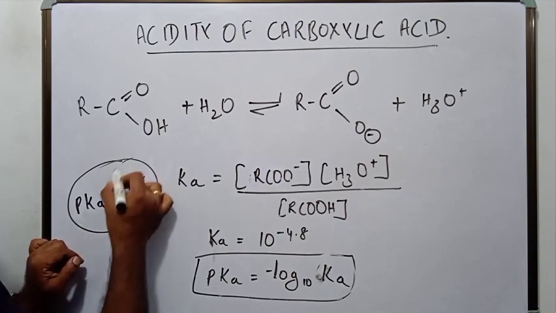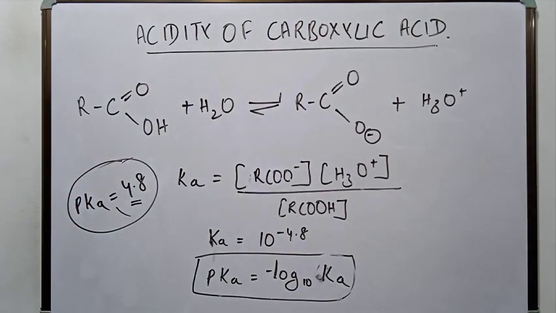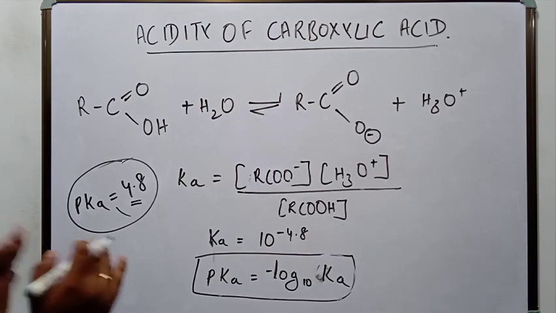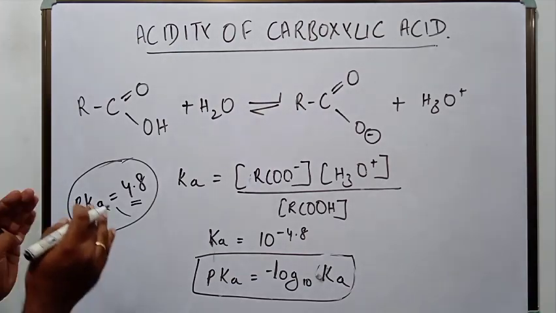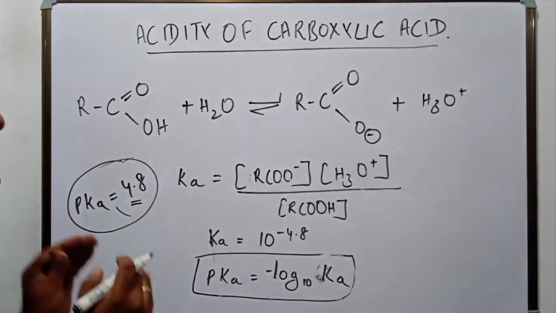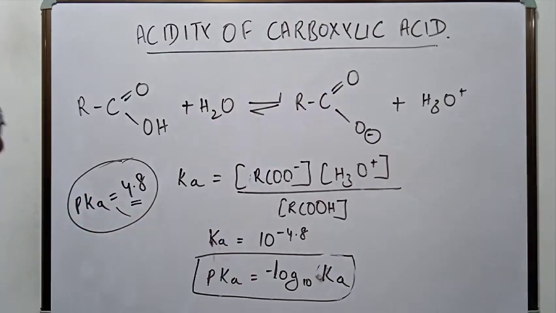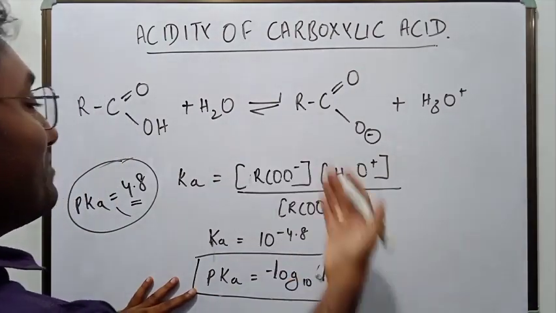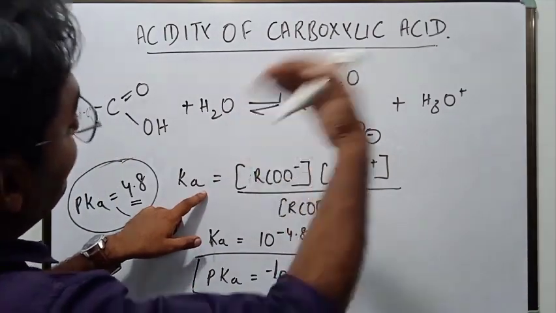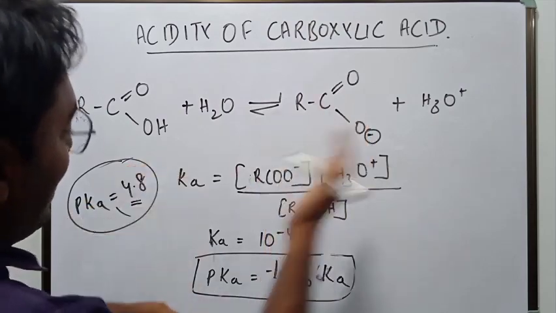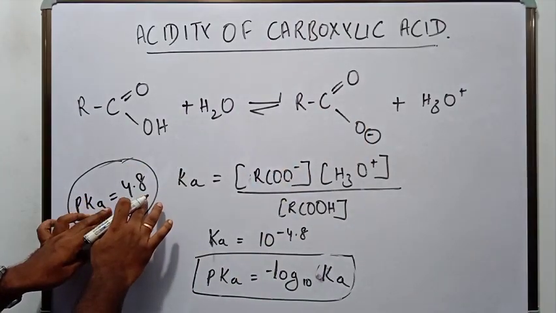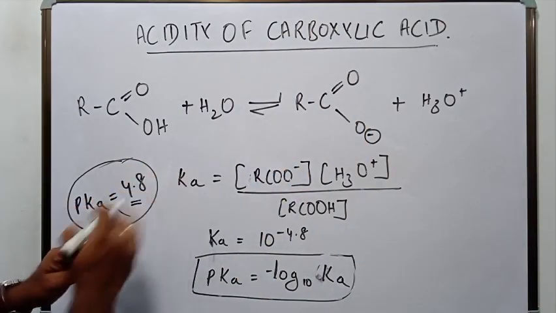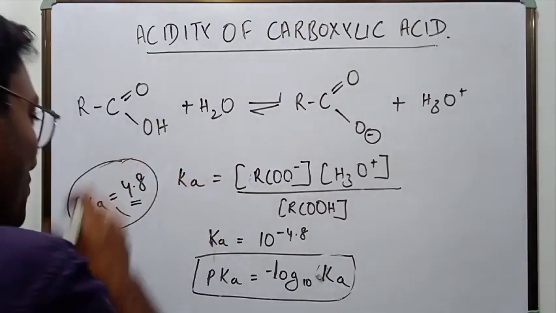Why? Because the pKa value is small. If it is small, then it means that it has more acidity. Why? Because if the pKa is small, then it means that the Ka is big. Ka is a big value, then it means that the dissociation is high, then it means acidity is high. So pKa for acetic acid is 4.8, which means acetic acid is a strong acid.